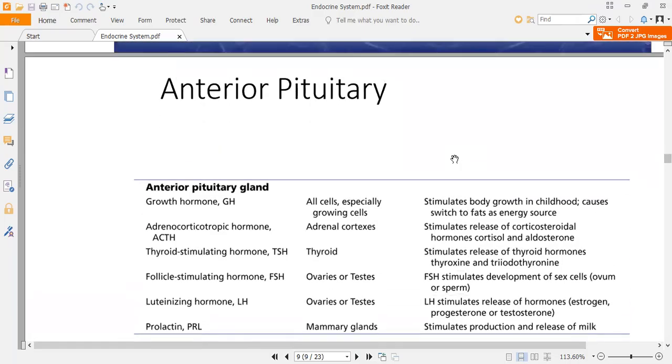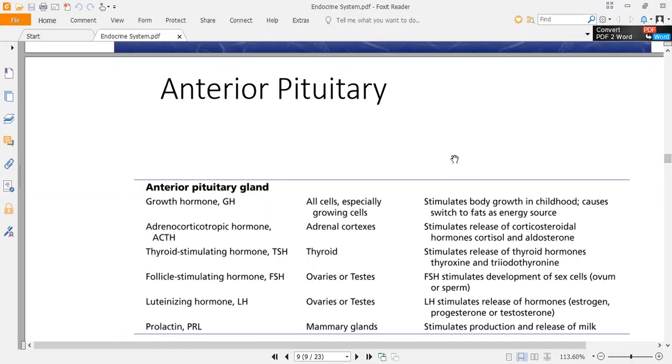So now the anterior pituitary is also part of the pituitary. Like I said, there's anterior and posterior. So the first part we talked about the hypothalamus. Now we're talking about the anterior pituitary. The anterior pituitary gland produces these.